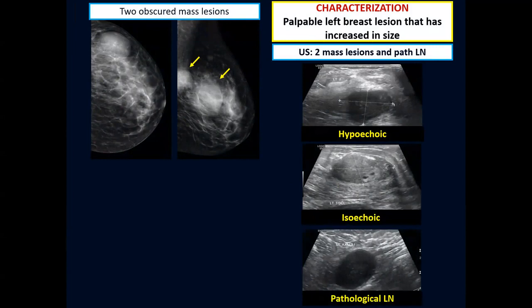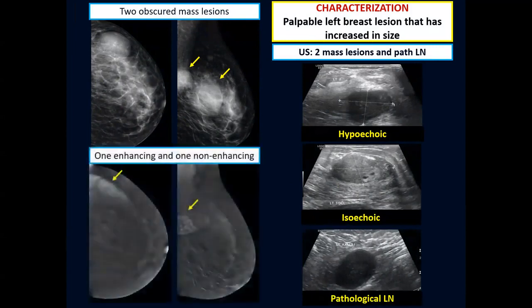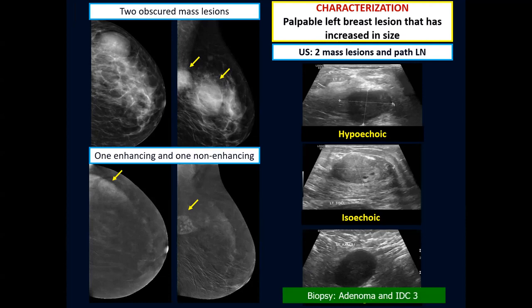and there were pathological axillary lymph nodes. This was the contrast mammogram, and one of these lesions showed contrast uptake, and the other one was non-enhancing. A biopsy was taken, and the non-enhancing lesion was a fibroadenoma, and the enhancing one was an invasive duct carcinoma.